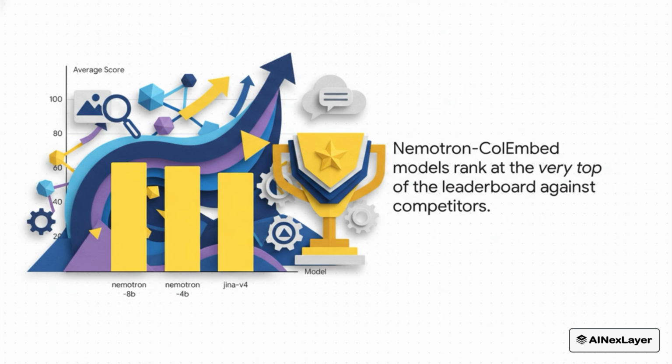And this chart really puts that score into perspective. See the two bars on the left? Those are the Nemotron models. They are sitting right there at the top of the leaderboard, clearly outperforming other top models in the space. The message here is simple. This isn't just some cool concept. It's a legitimate top-tier performer.